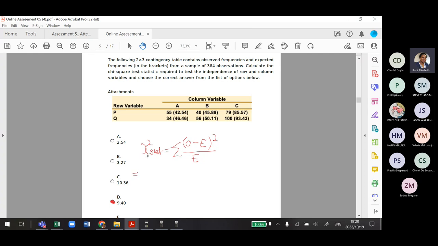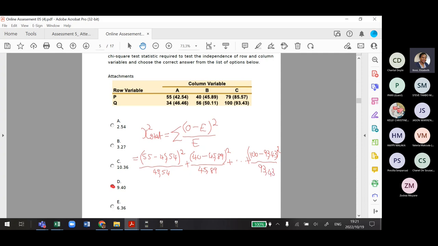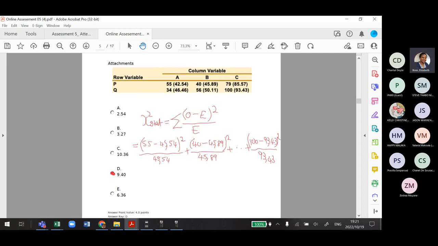You need to have patience and work faster because you will need to say 55 minus 45.54. Take the square of that, divide everything by 45.54 plus, and you go and do 40 minus 45.89, and you take the square and you divide by 45.89 plus until you do all the values up until you get to 100 minus 93.43 squared divided by 93.43, and the answer when you're done, it should give you the same as 9.40.